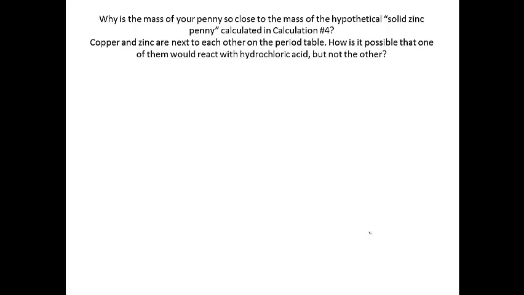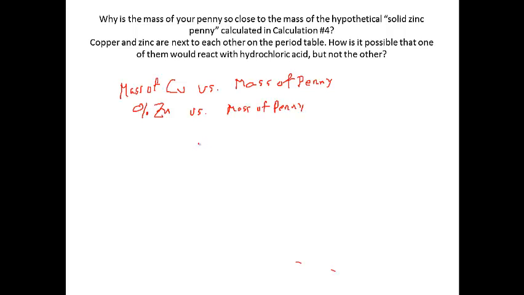These last two questions are explanation questions that you should write a short answer for. Why is the master penny so close to the hypothetical solid zinc penny? For this one, I would pay attention to the mass of copper versus the mass of the penny, and think about why a solid zinc penny would not be very different from the regular penny, or the percentage zinc versus the mass of a penny. Another way to think about it: what percent is zinc already versus how would it be if it was pure zinc?